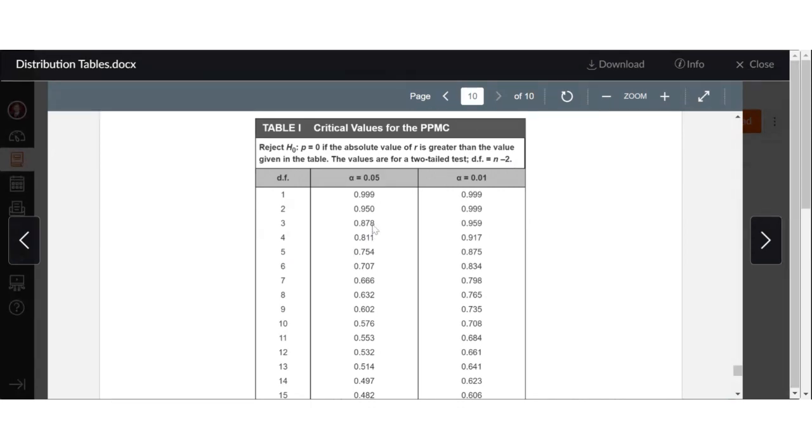So what was the degrees of freedom? Oh yeah, we had 7 people in the sample. We had A, B, C, D, E, F, whatever it was. So we had 7 different students, and we looked at their number of absences and final grades. So if we had 7 students, then the degrees of freedom is equal to 5 in this case. So we go to 5, and we're doing an alpha equal to 0.05 test. So that means 0.754 is our critical r.